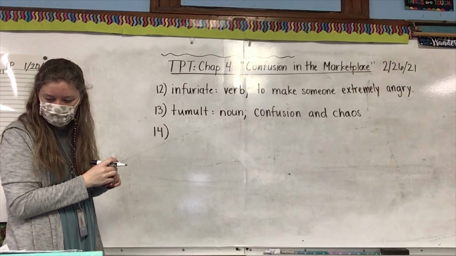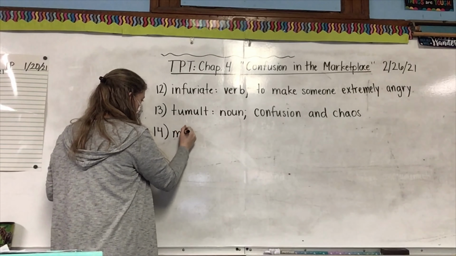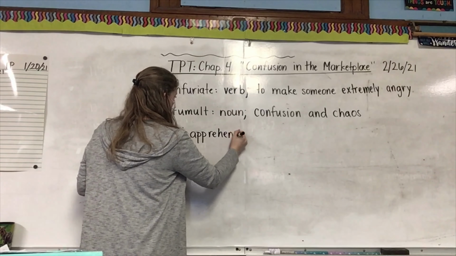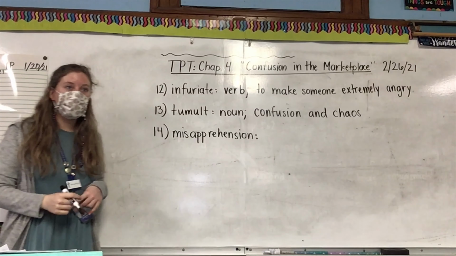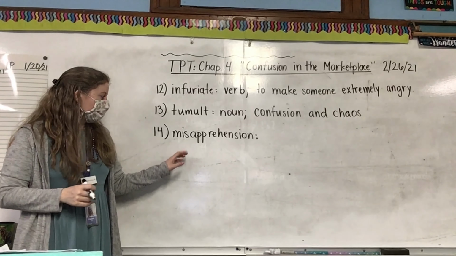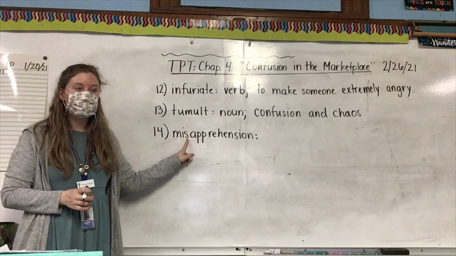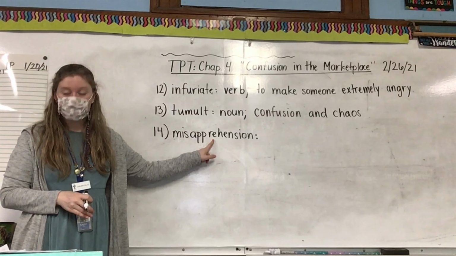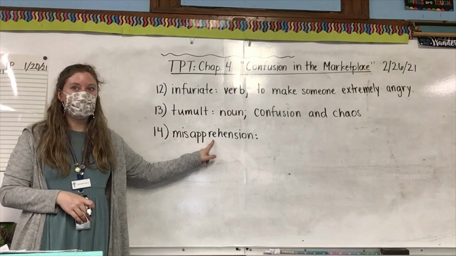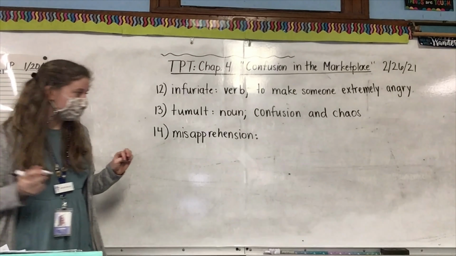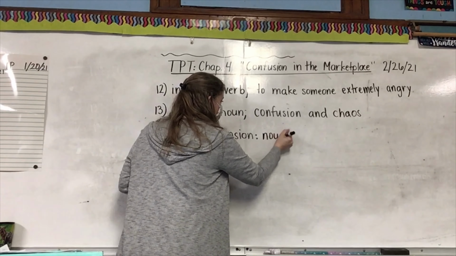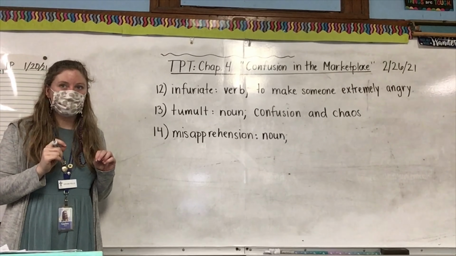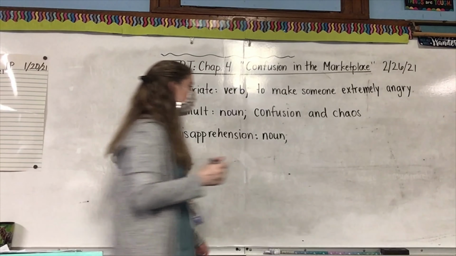Last word, number 14, is the word, this is a long one, make sure you're spelling it right, misapprehension. If you say it all together, it's misapprehension. Remember, MIS is a prefix that tells you you're doing the base word wrong. So apprehension means understanding. So if you have misapprehension, that means you are understanding incorrectly. It is a noun. So it's a thing. It's not a thing you can touch, see, smell, taste, hold. It's called an abstract noun. It's an idea.